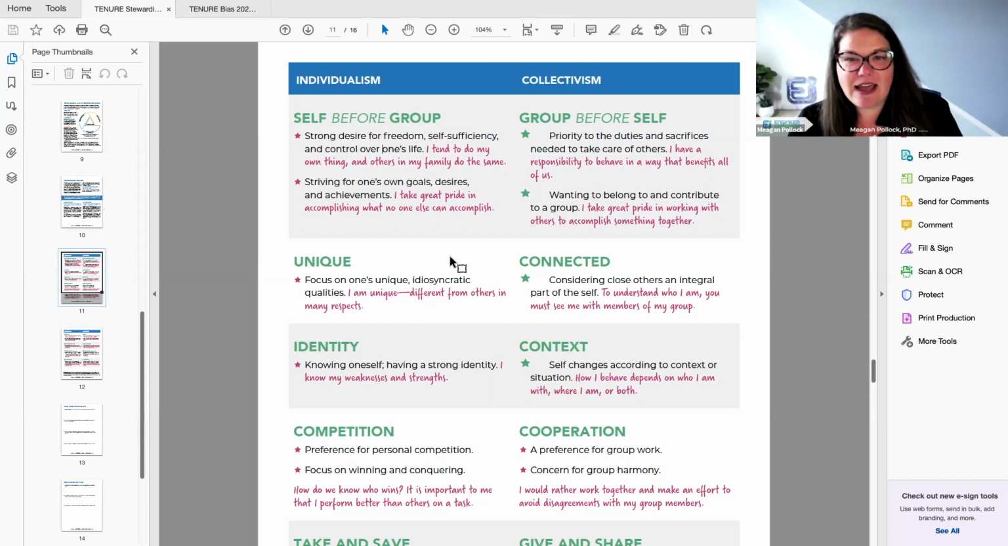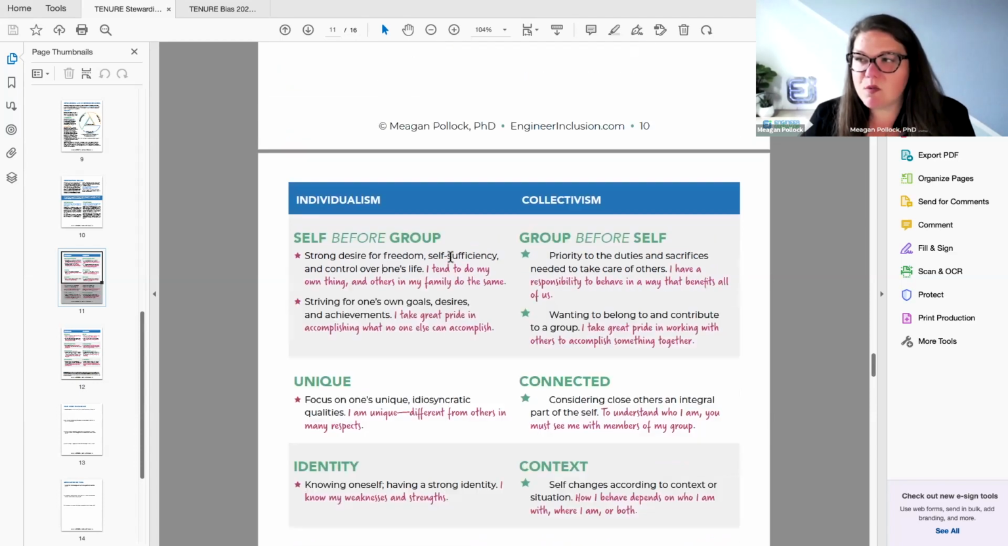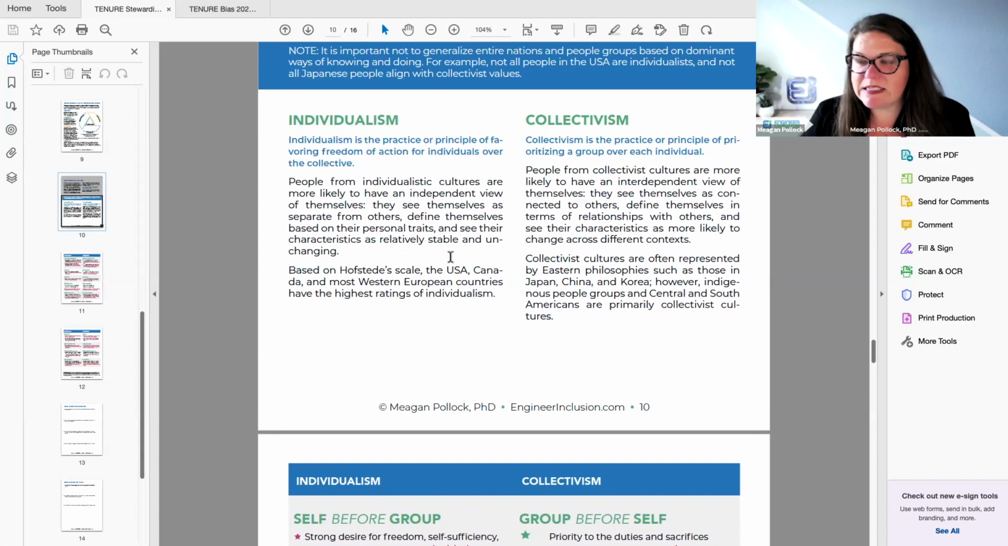And so as an instructor, as a leader, I have to be really thoughtful and super self-aware of knowing when this is going to show up and how I bring in collectivist ways of knowing and doing. And what's important to note when we're talking about this is we're not saying one is better than the other.